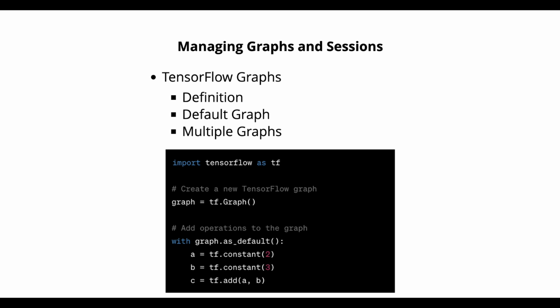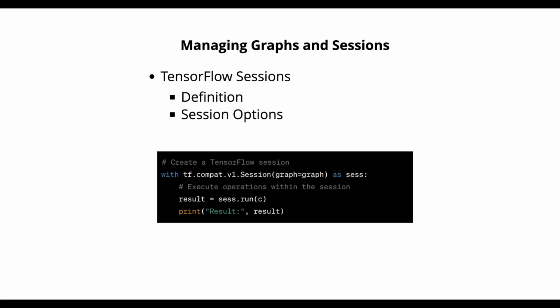Now, how do you create and manage graphs? Here is an example. Import TensorFlow as tf. Say graph equal to tf.Graph(). This is how you create a new TensorFlow graph. And now to add operations, you say graph.as_default() and add the operations inside there: a equal to tf.constant, b equal to tf.constant, and c equal to tf.add(a, b). This will add that into that graph.